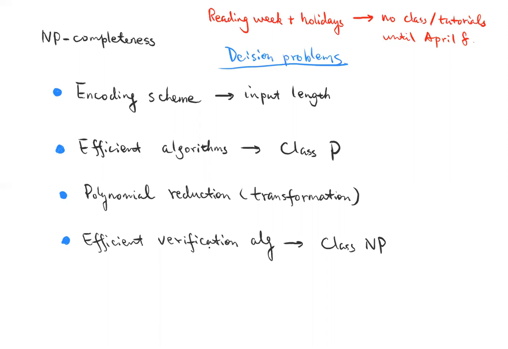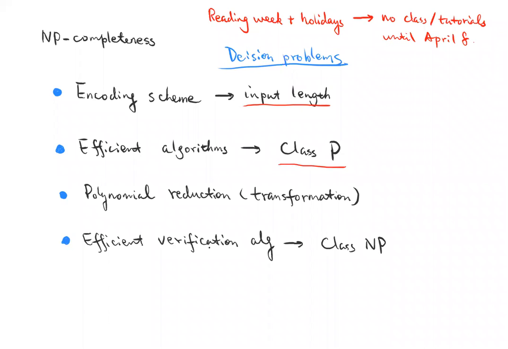So four things I will discuss today. First is input length, and the encoding scheme that leads to input length, or size of input. That's directly related to why we take a decision problem as our subject. Then we'll try to put a formal notion of efficient algorithms. That will lead us to class P, problems that can be solved in polynomial time.